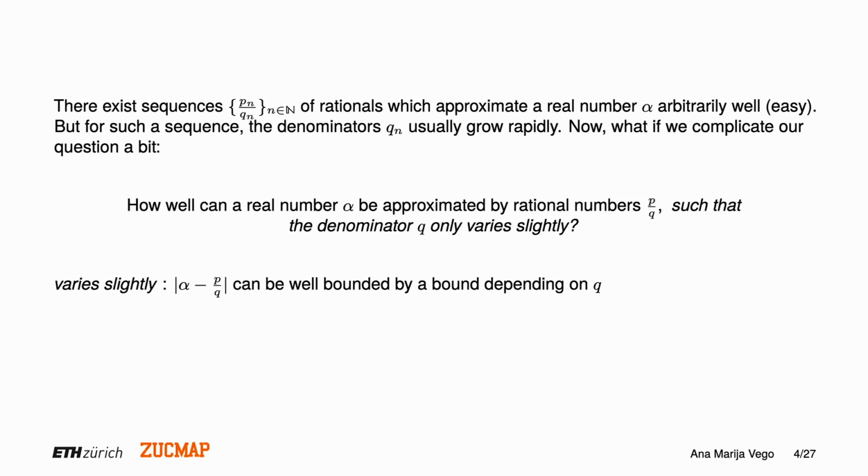And what we do is we complicate the question. We ask, how well can a real number be approximated by rational numbers such that the denominator only varies slightly? And in this context, very slightly means that the absolute value of the distance between the real number and the rational number can be well bounded by a bound depending on q. Okay, and that's a fair question.